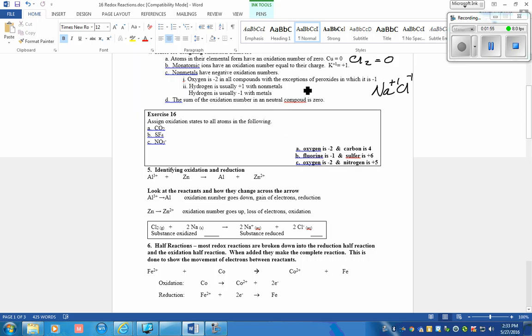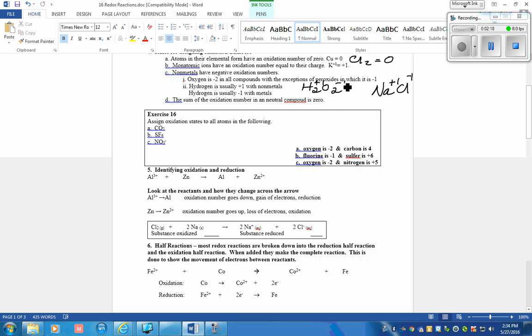A peroxide that you will be responsible for, and the only one you'll be responsible for, is hydrogen peroxide. In hydrogen peroxide, the hydrogen is +1 and the oxygen is -1. Remember, this is the exception. It's -2 everywhere else. The sum of the oxidation numbers in a neutral compound is 0.